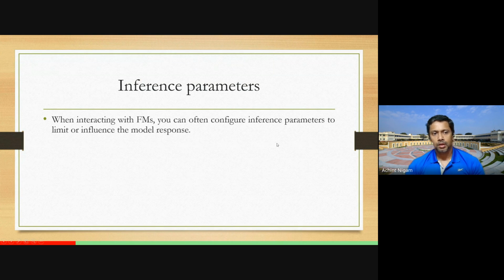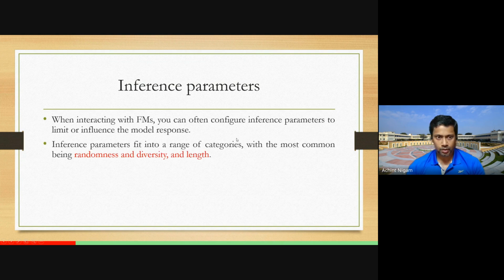So when interacting with the foundation models, you can often configure inference parameters, which are in that right-hand column, to limit or influence the model response. These inference parameters fall into a range of categories, with the most common ones being randomness and diversity, and length. Length is the content volume that is getting generated. Do you want a brief 100 or 200 words, or do you want to give it more freedom? Randomness and diversity is how much of what people generally call hallucination you want.